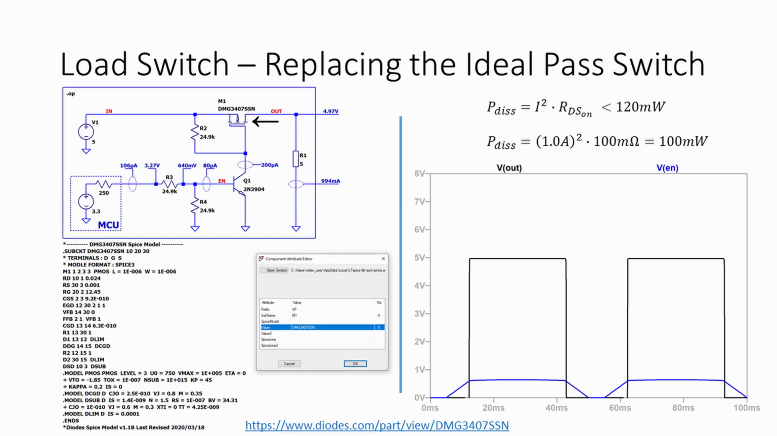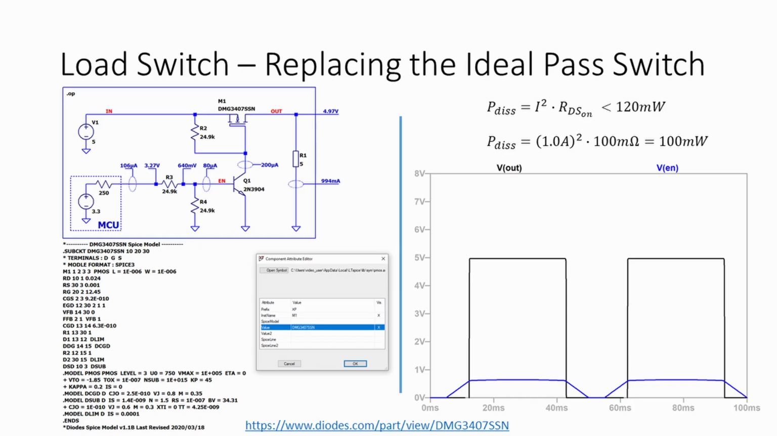Next, add a PMOS part, control right-click on it, and change MP to XP in the prefix line, and then change the value to the name of the model. So the sim now runs with the manufacturer model, and the output is 4.97 volts, so there's 30 millivolts of loss due to the pass switch.